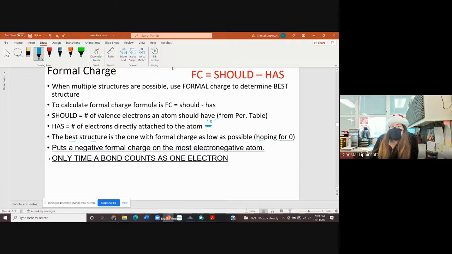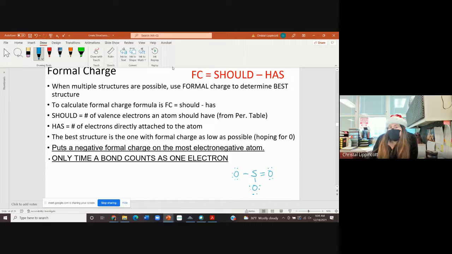Okay? So remember when I asked you at the beginning of class if anybody had the SO3 drawn differently, and if you had it drawn like this, and how I told you that that was wrong, but there was no way for you to know that it was wrong because you hadn't been taught formal charge yet.